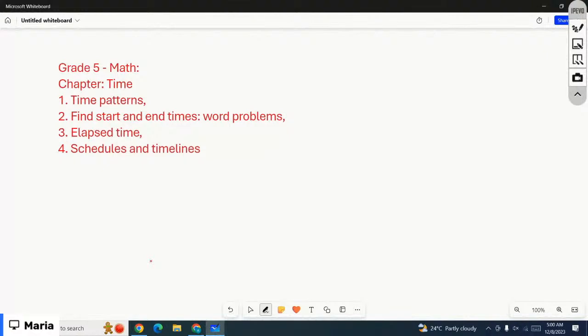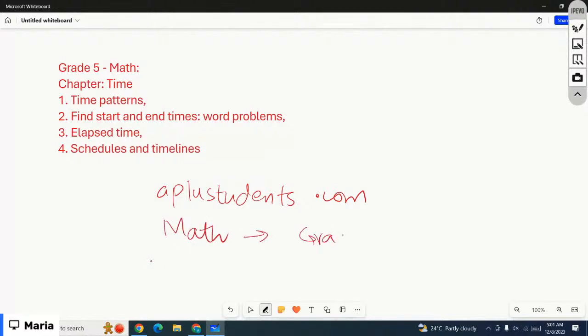You can find all the lessons on eplusstudents.com. You have to log in there using your email address and the password provided by the administrator. Then you have to select math from the subject tab. Scroll down to grade 5 and then click on view all lessons. There you can find a list of the chapters.